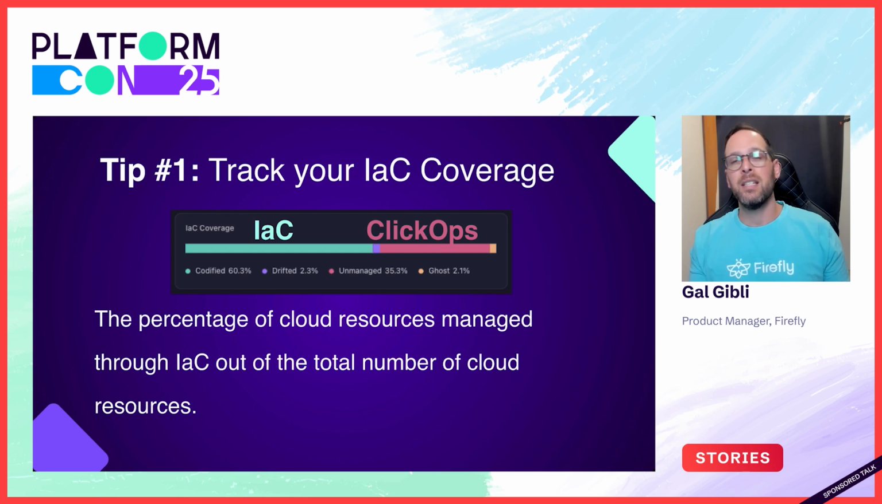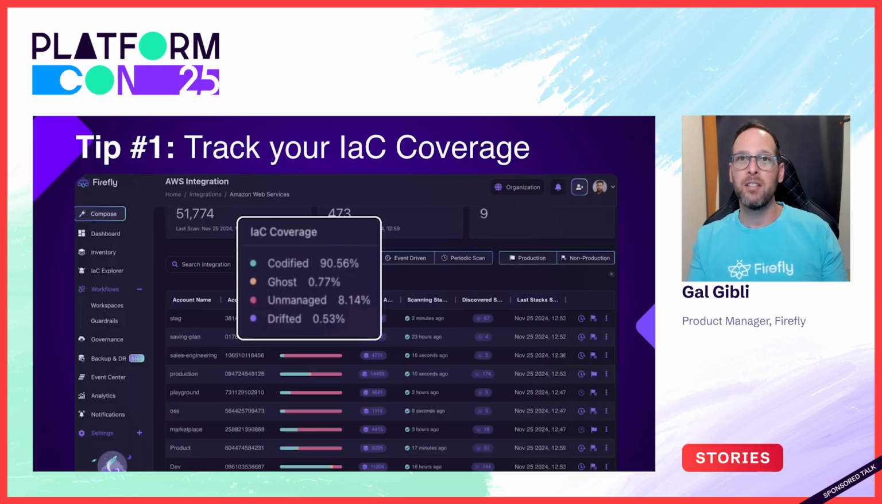And what exactly is IaC coverage? It's essentially a measure of how much of your cloud infrastructure is actually codified and managed through IaC practices, rather than manual configurations. So tracking your IaC coverage gives you a solid indicator of your cloud's health, and it also serves as a KPI for your operational maturity.